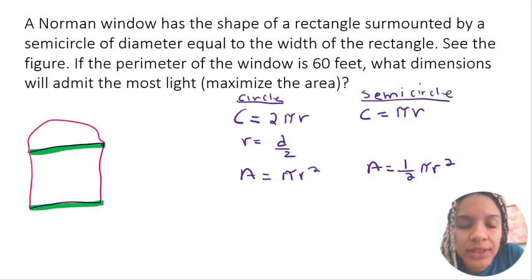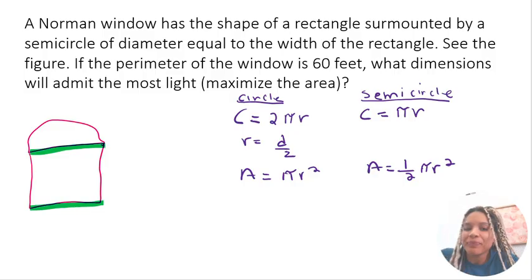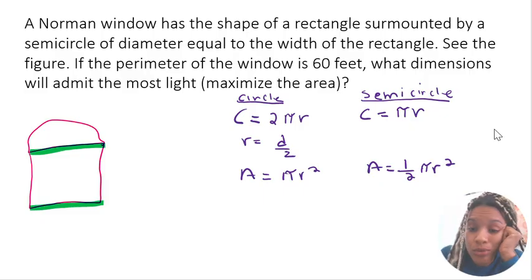All right. So given this example, it states a Norman window has the shape of a rectangle surmounted by a semicircle of a diameter equal to the width of the rectangle. See the figure. See my little beautiful drawing. If the perimeter of the window is 60 feet, what dimensions would emit the most light? So we need to maximize our area.